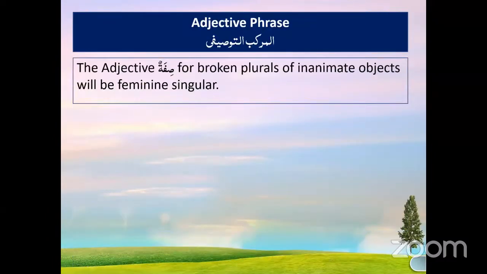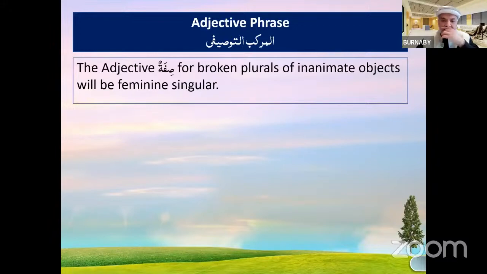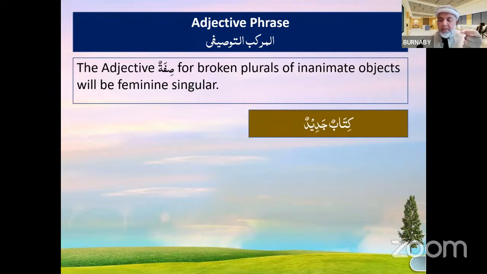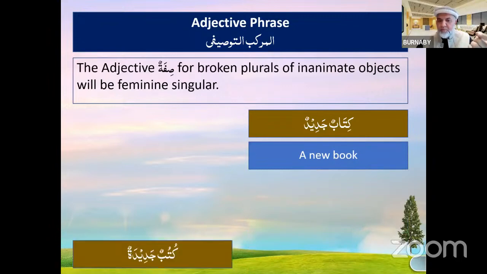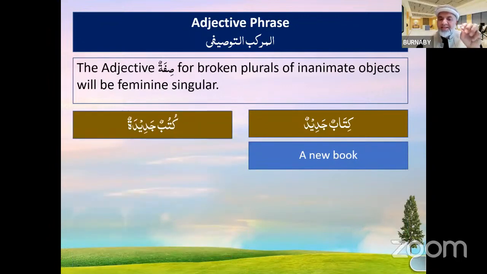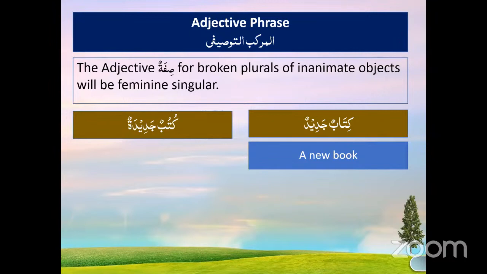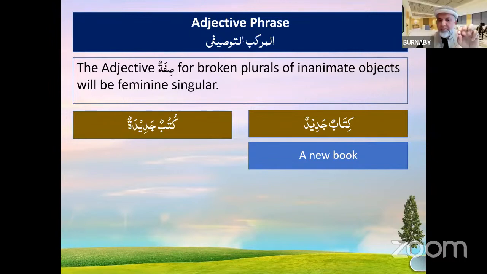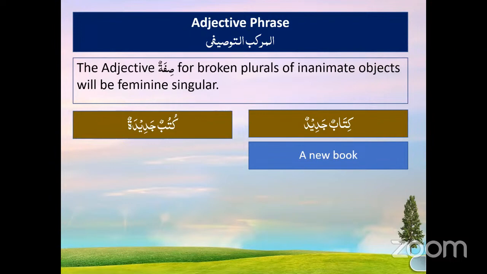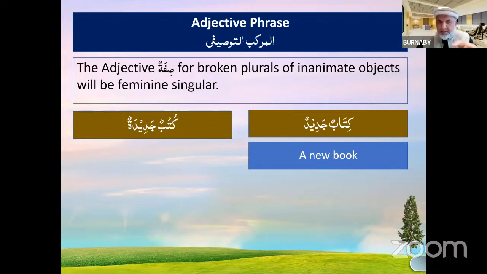Okay. Murakkab-e Tawseefi. The broken plurals of inanimate objects will take a feminine singular. This is an old rule. What this means is kitabun jadidun, a new book. Kutubun jadidatun. You see? Kutubun is a broken plural. Is it for a living thing or a non-living thing? Inanimate. So in that case, the quality will be feminine singular.